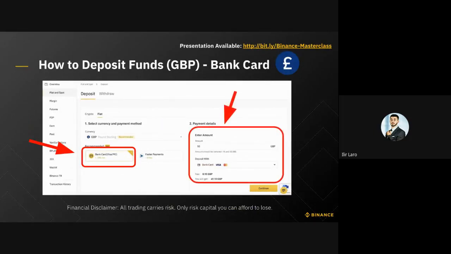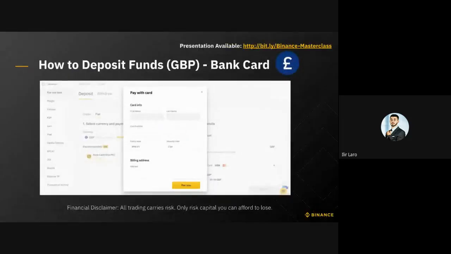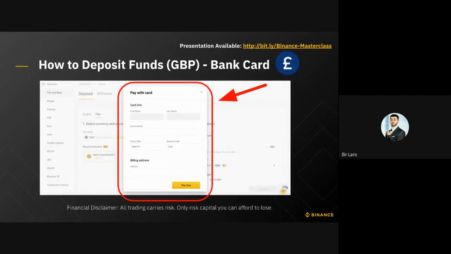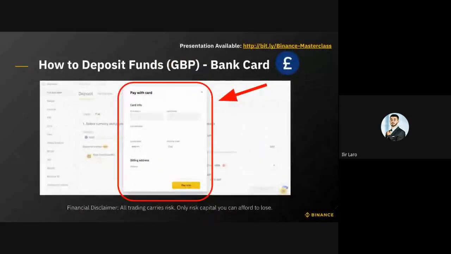You just type in, you click on bank card, Visa, MasterCard, you type in the amount, and then you are given a form to fill out your card information, like your card number, your expiry date, your security code, and then essentially your billing address, and then you click pay now, and then essentially the funds are transferred from your bank card to your Binance account.